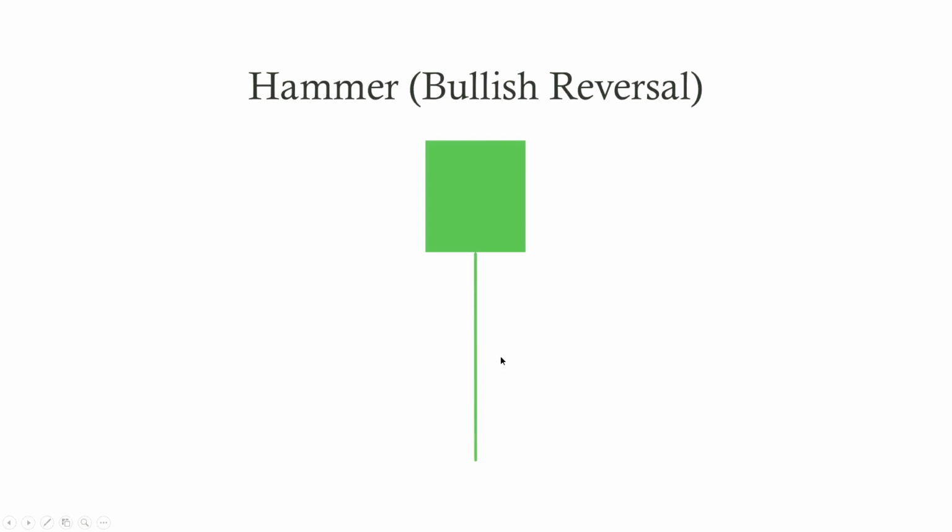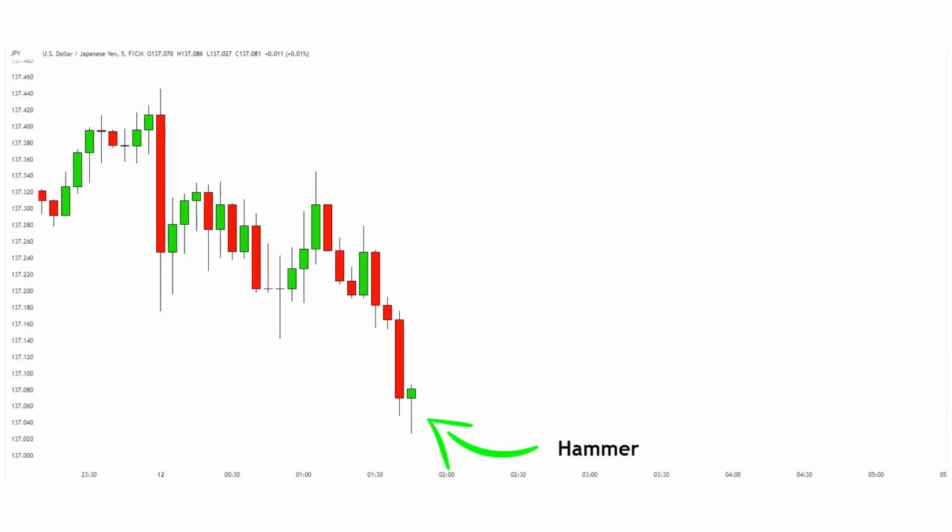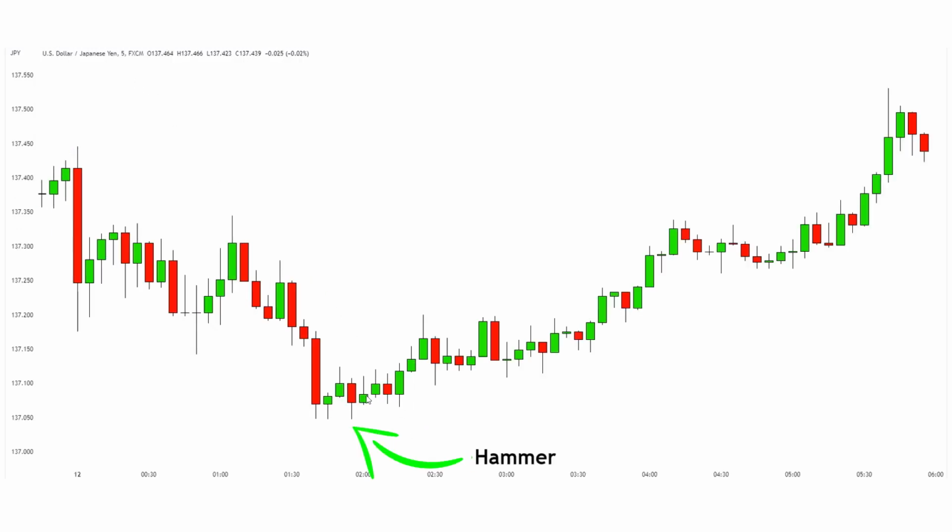In this chart, you can see the 5-minute time frame of the United States dollar and the Japanese yen. As you can see, I marked a classic hammer formation after the price has been going down. In this next chart, you can see how the hammer indicated a reversal to the upside with good accuracy.